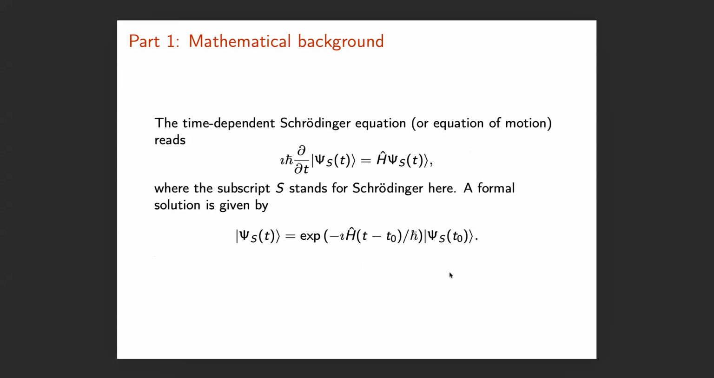If you look at the Schrödinger equation with its time evolution, we know that a formal solution is given by propagating the system to a time t, and we have a unitary transformation. This unitary transformation is the one which is applied to the system in an initial state at a time t0. Okay, so who has not seen this before?